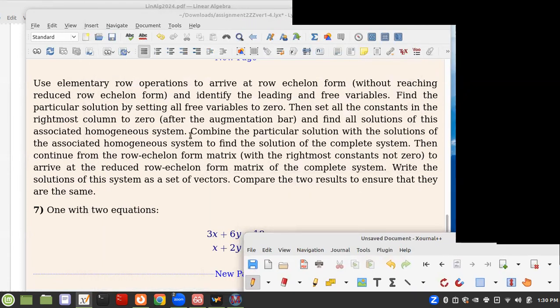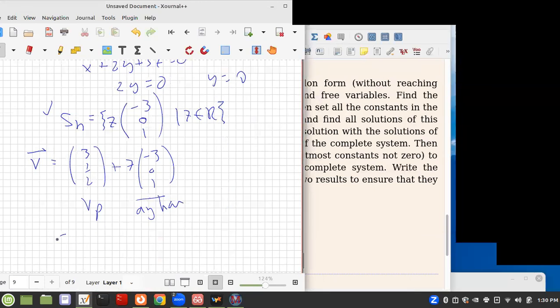Find all the solutions to the associated system, then combine the particular solution to find the solution of the complete system. Oh, and you could write this as a set also, right? You could write S equals the set of (3, 1/2, 0) plus z times (-3, 0, 1) such that z is a member of R. I'm just trying to get you to see, okay, you could set the free variable to 0 to get the particular solution, or set the constants to 0 and get the homogeneous solution, then combine the two. Okay.